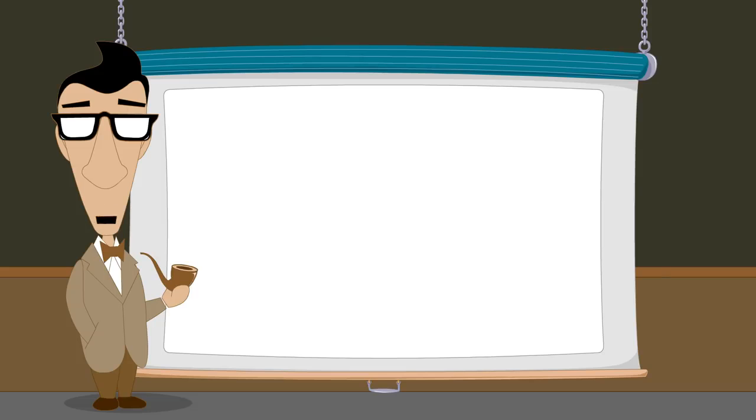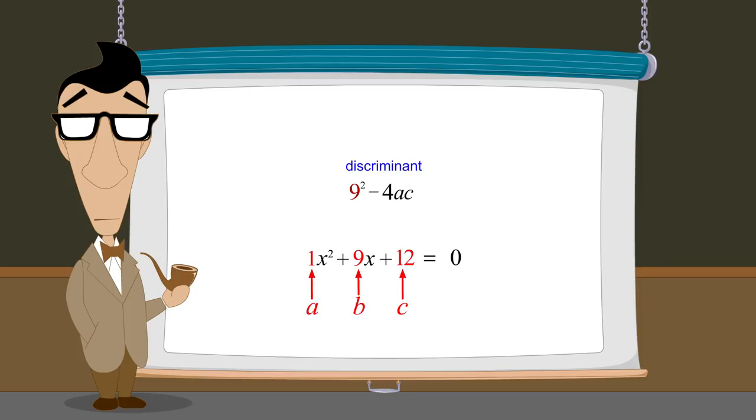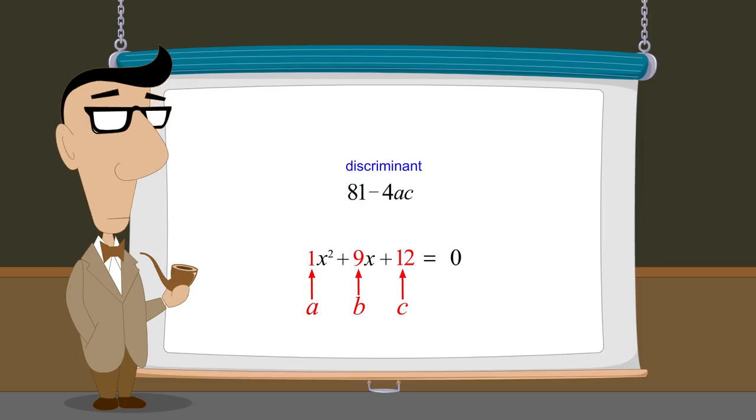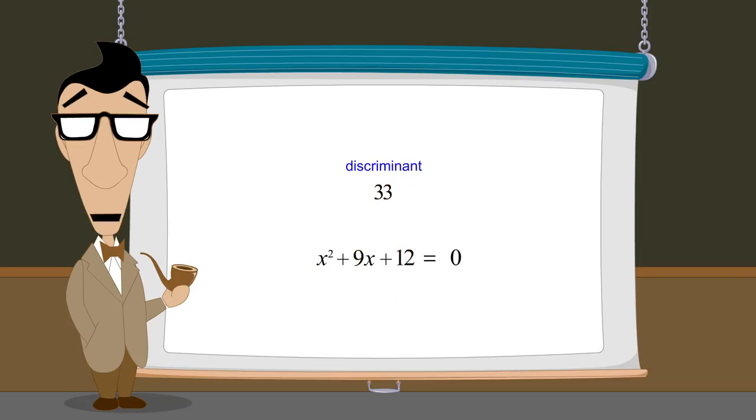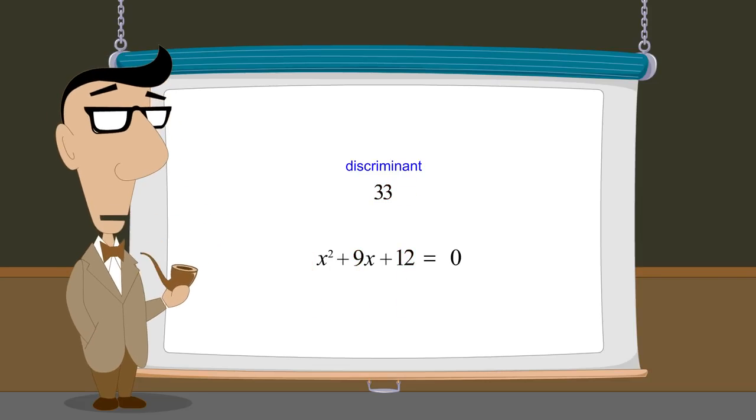In our first example, with the quadratic equation x squared plus 9x plus 12 equals 0, the discriminant was 9 squared minus 4 times 1 times 12, or 33. Since the discriminant is positive, this quadratic equation has two distinct real solutions, and the corresponding quadratic function has two distinct real zeros.